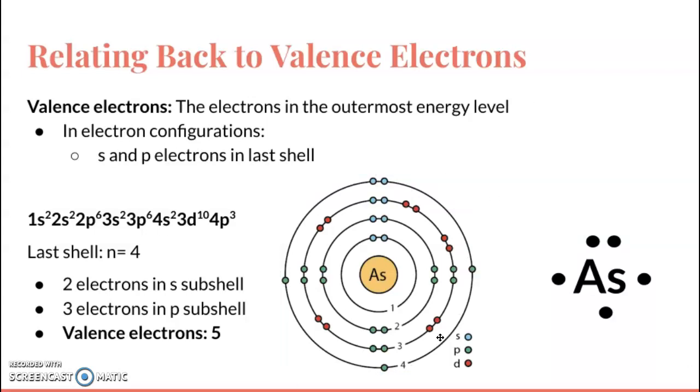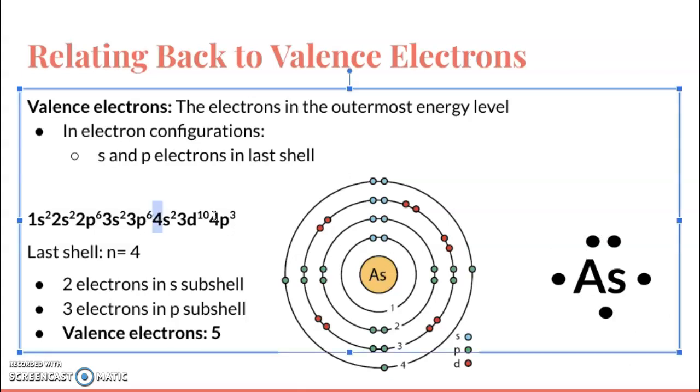And to round it all out, I can now write my Lewis dot diagram. So keep in mind that for your valence electrons, look at your big number, look if it's an S and a P, and then add those electrons together to get your valence electrons.